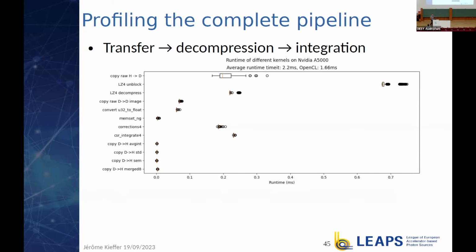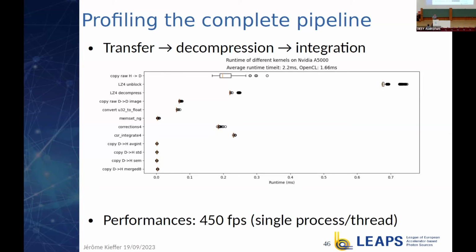So now I put everything together. So I have small transfer because I send small data. Then I have the analysis of the LZ4 compressed block, the decompression, the integration. So this is fairly equilibrated. So if we wanted to have more kernels doing more work without big outlier, this is a success. So we reach 450 frames per second using, well, serial programming, let's say.